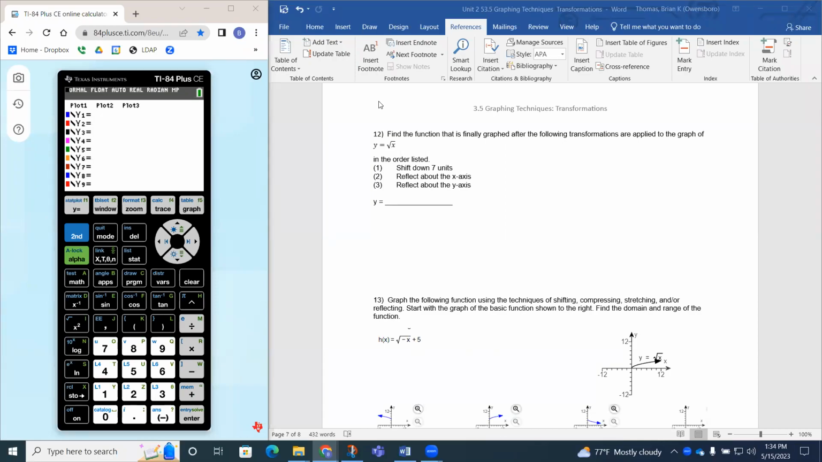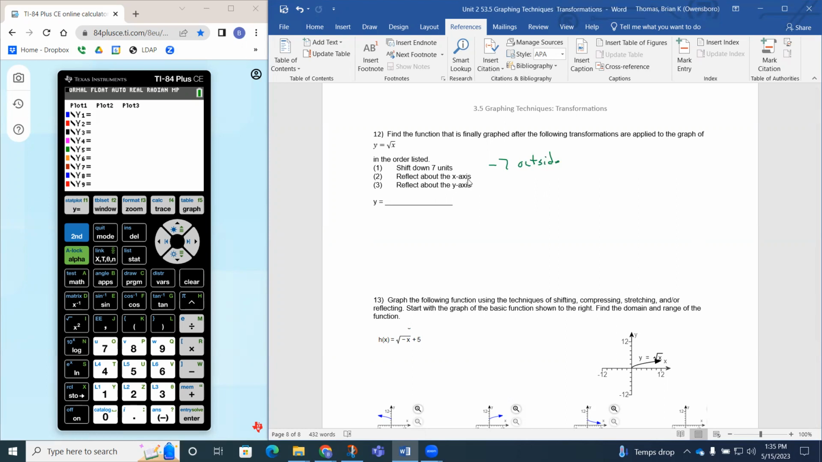So question 12 says, find the function that is finally graphed after the following transformations are applied to the graph of y equals the square root of x. So the first thing we're picking up on is shifted down 7. So what I should have then is a 7 on the outside, because that's a vertical translation. So this should be a -7 on the outside.